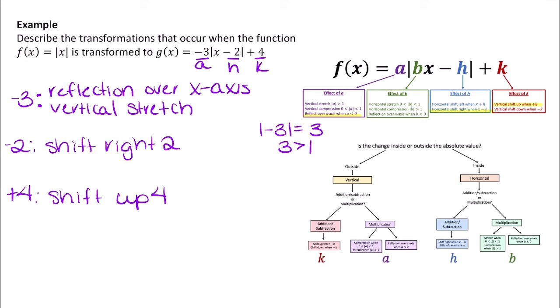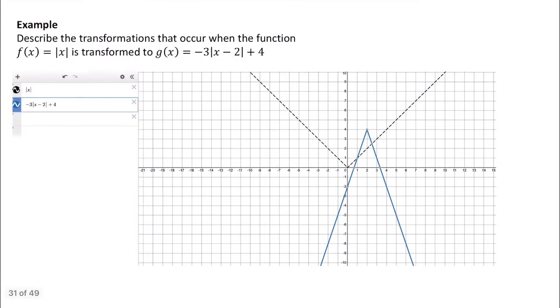Okay, so these are all the transformations that I'm predicting. So reflection, vertical stretch, right 2, and up 4. So let's go to Desmos and make sure that we've done this correctly.